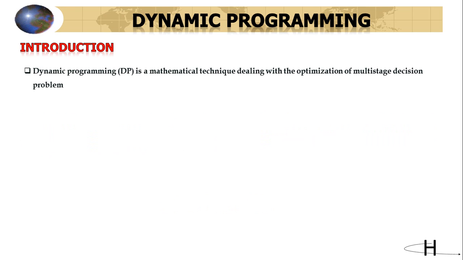Dynamic programming is a mathematical technique which deals with the optimization of multi-stage decision problems. In dynamic programming, the problem is divided into a number of stages and each stage is optimized individually, and further by integrating all those substages or stages, the problem is optimized. This technique was developed by Richard Bellman and G.B. Dantzig in 1950.